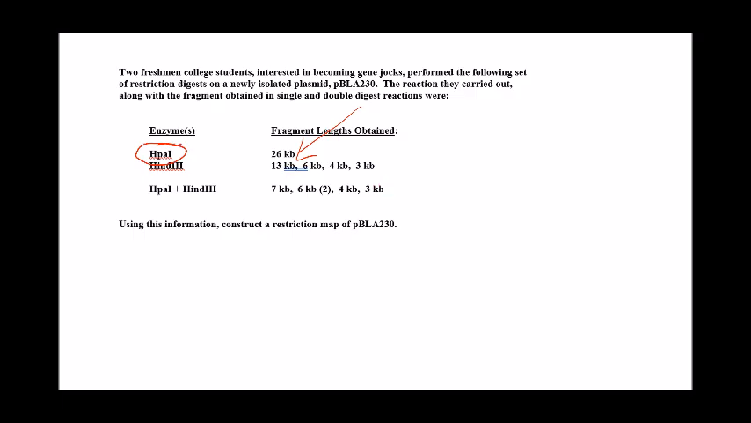When they treated it with both, they got 5 fragments. They got 2 6 kilobase pair fragments. So let's start with a circle because we know plasmids are circles. The whole length of this fragment must be 26 kilobase pairs. And that's because when you treat with only HPA1, you only get 1 fragment. So that enzyme essentially just cuts the circle open, straightens it out.